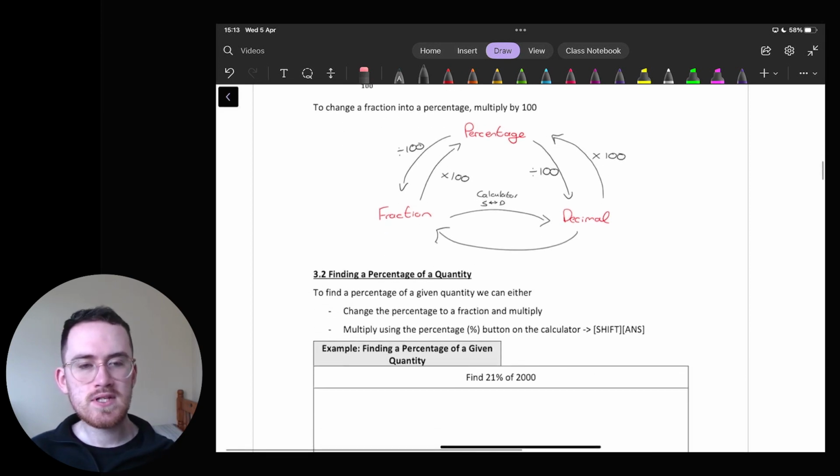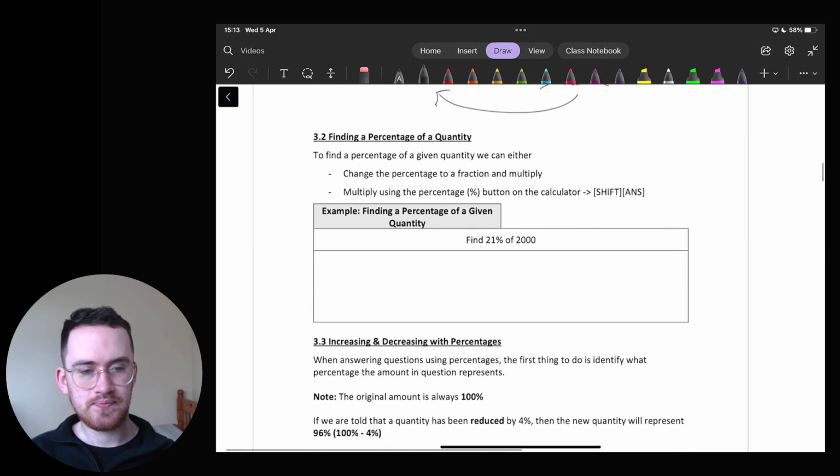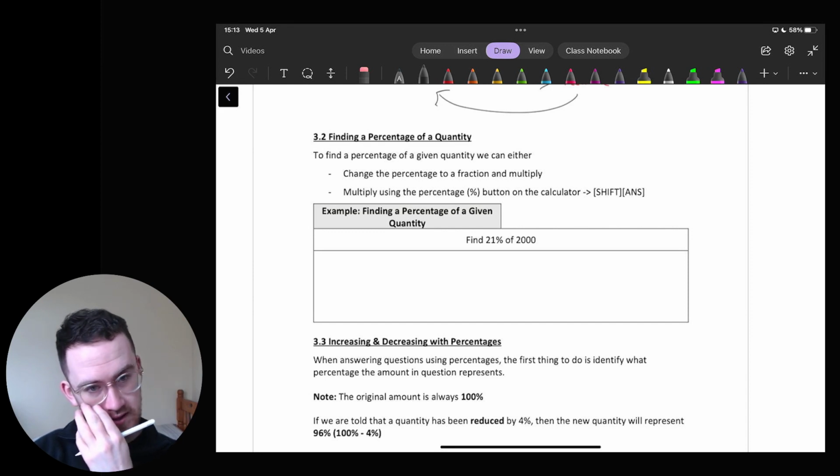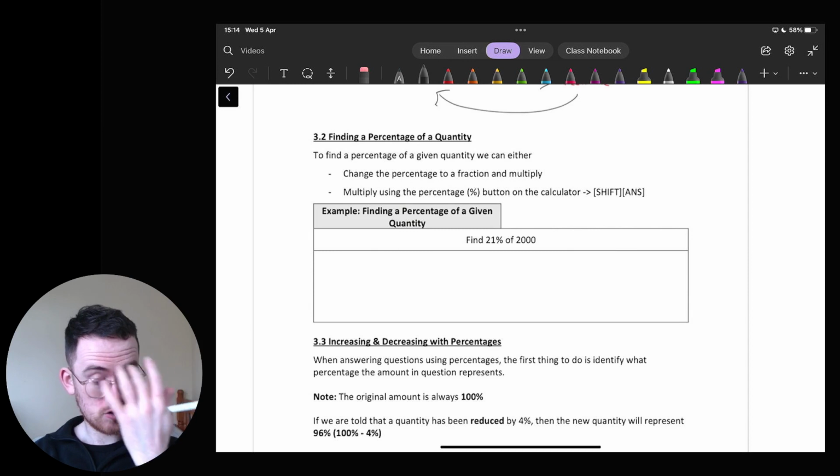To find a percentage of a given quantity, we can either change the percentage to a fraction and multiply by that, or we can use the percentage button on our calculator, which is press shift and an answer button on the Casio calculator. It might be different on your calculator, and you should know where it is.